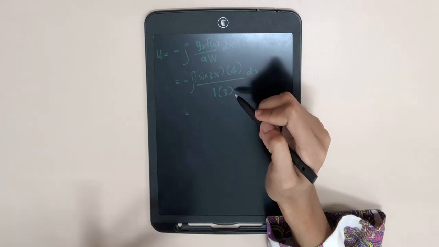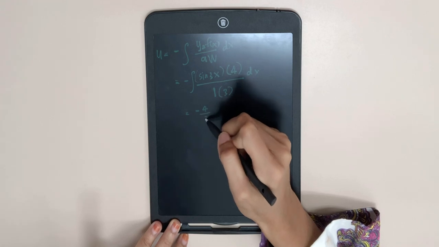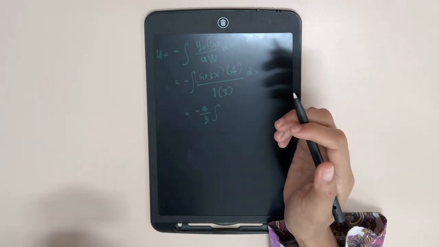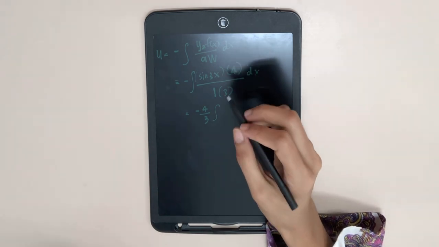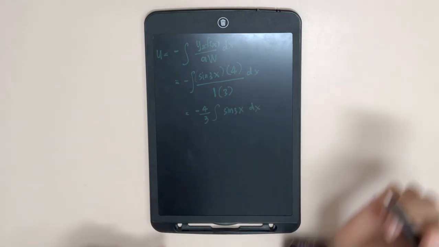It's a constant, it's a fixed number, so we can bring it outside. We can take out negative 4/3 in front of the integral symbol, because it doesn't affect, since there is no variable x there. So what is left here is sin 3x dx.